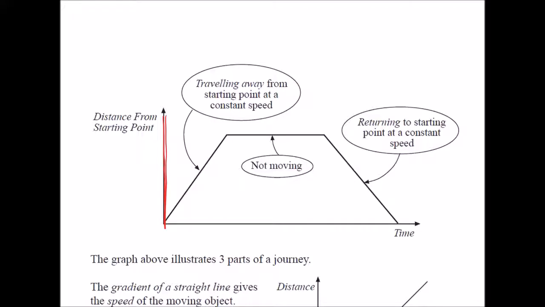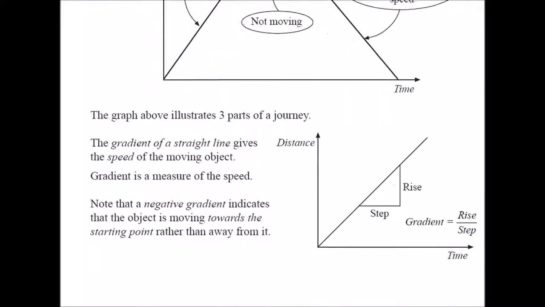from the starting point. So if the steepness is the speed, when it's flat like this, it means there is no speed, we're not moving at all. Time is ticking along, but there's no change in distance. If we get a negative gradient or negative steepness like this, it means we are traveling at a speed, but in the opposite direction. We're returning back to the starting point that we came from.